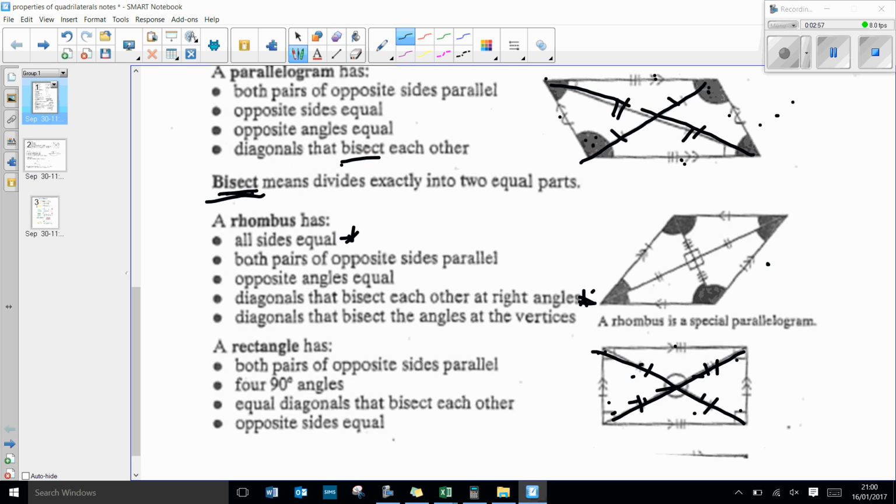So again, looking at the rectangle and the definition of a parallelogram, both pairs of opposite sides are parallel, the opposite sides are equal, opposite angles are equal, and the diagonals bisect each other. So this fits into the parallelogram definition. However, it's not just a parallelogram. In addition to that, because the equal diagonals bisect each other and the angles are all 90 degrees, this is actually a rectangle.